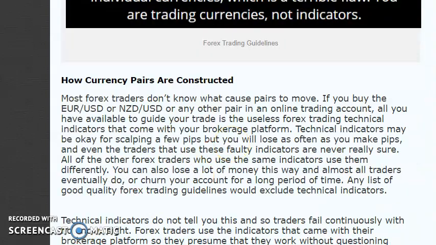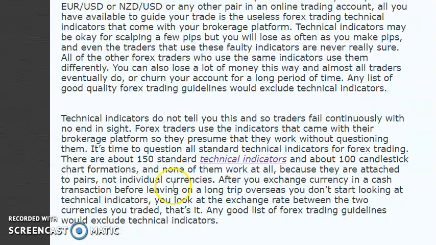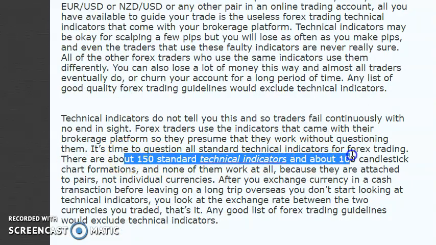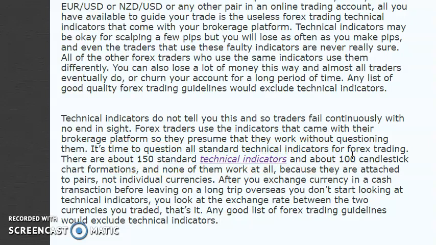If you look at the way a currency pair is constructed, you have your base currency and your cross currency. It doesn't matter what pair it is. The base currency would be on the left. Well, if you use technical indicators, there's a lot of technical indicators. There's over 150 technical indicators and 100 candlestick charts formations, and absolutely none of them work. None of them. But if you start looking at all these indicators, you can come up with millions of combinations, and it just turns out to be a gigantic waste of time.